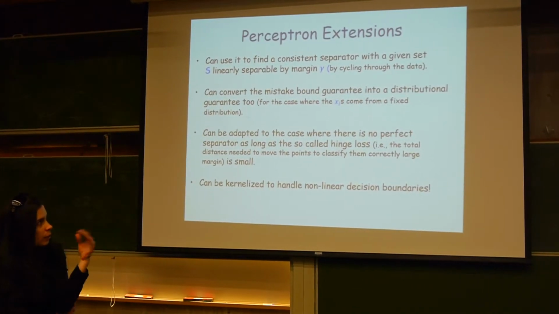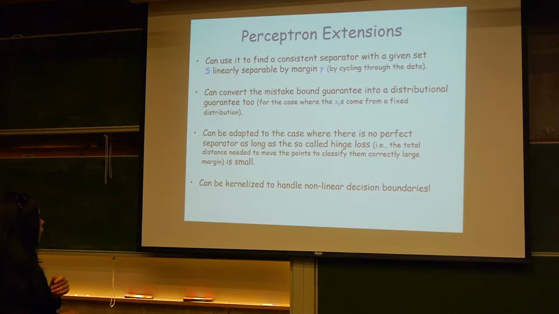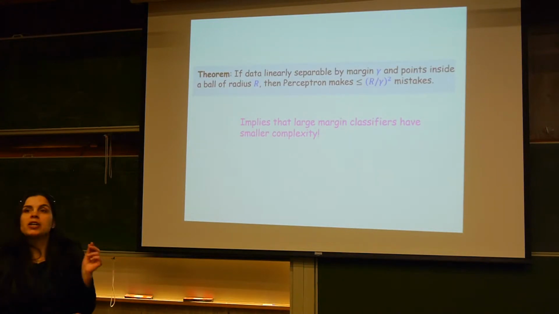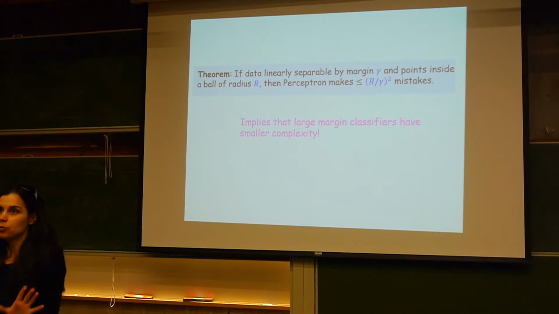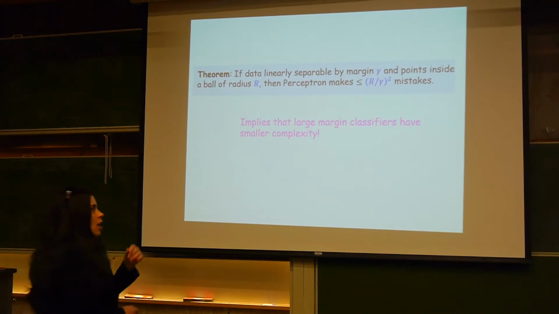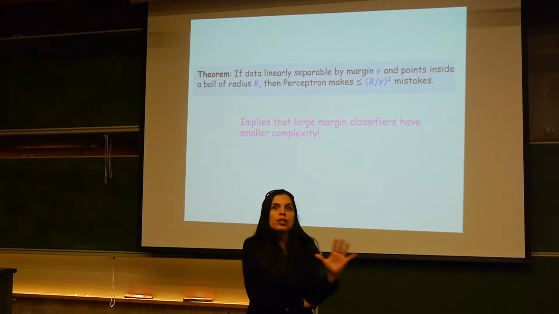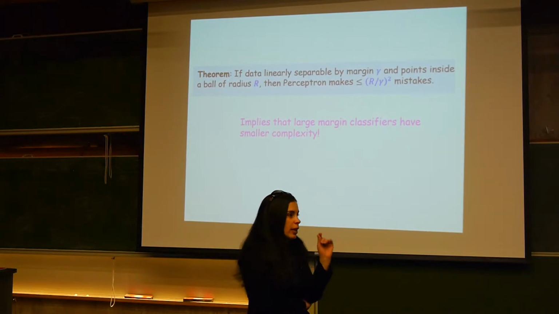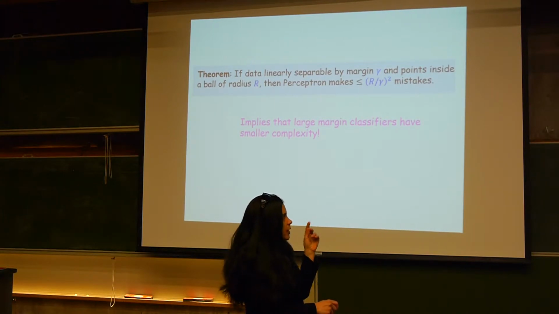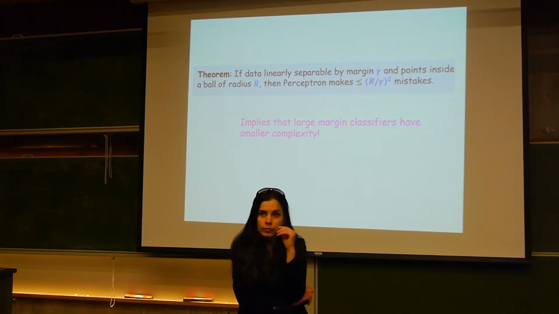Before going on and talking about kernels, I want to spend a moment and talk a little bit more about large margins, because kernels are only meaningful once we have large margins anyway. This will be a very intuitive discussion. I'm not going to go into details, but I just want to mention some very interesting implications of this theorem, the mistake-bound argument for Perceptron.